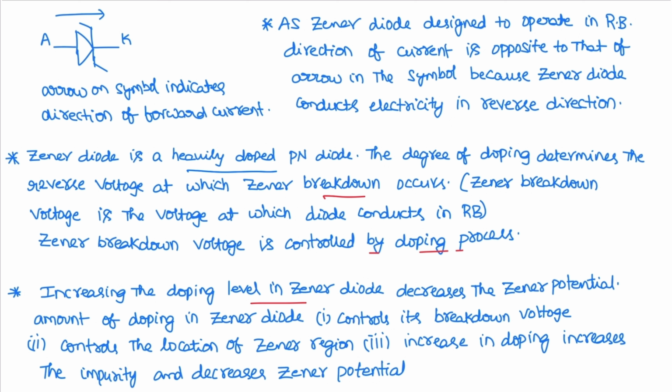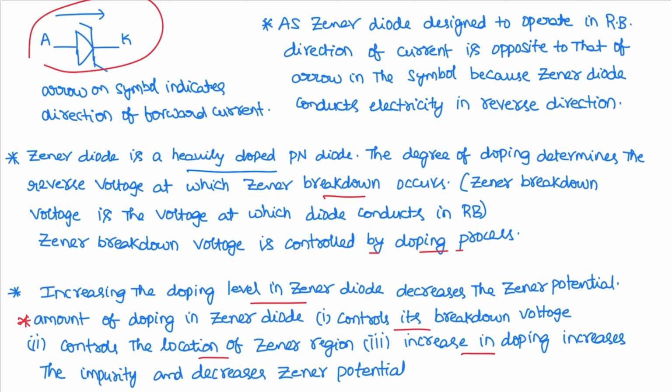The amount of doping decides it. It controls the breakdown voltage and the location of the Zener region. Increasing the doping increases the impurity and decreases the Zener potential. A Zener diode is designed to operate in reverse bias, and the direction of current is opposite to that of the arrow in the symbol, because a Zener diode conducts electricity in the reverse direction.